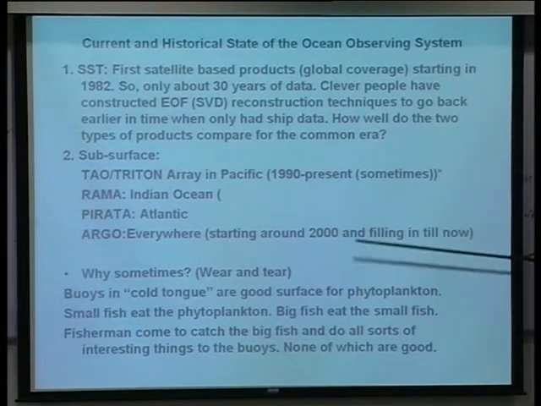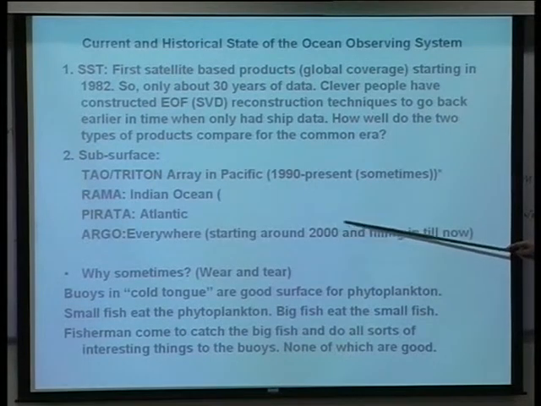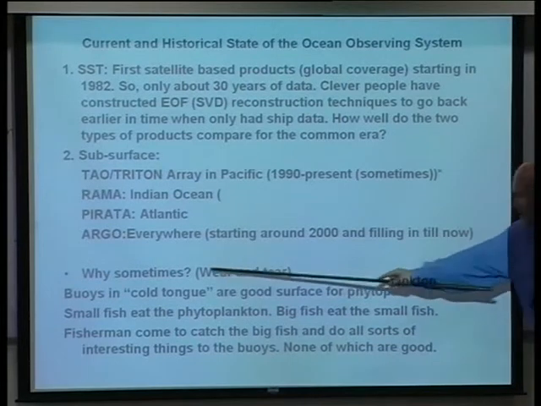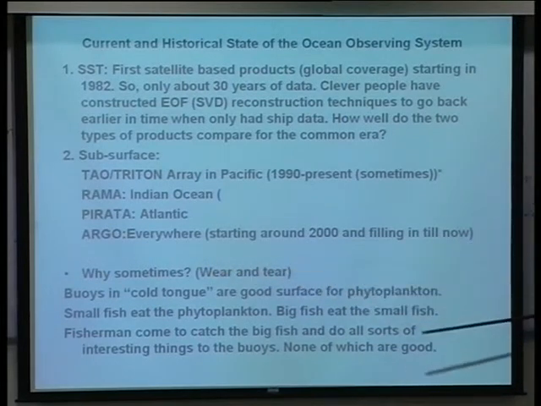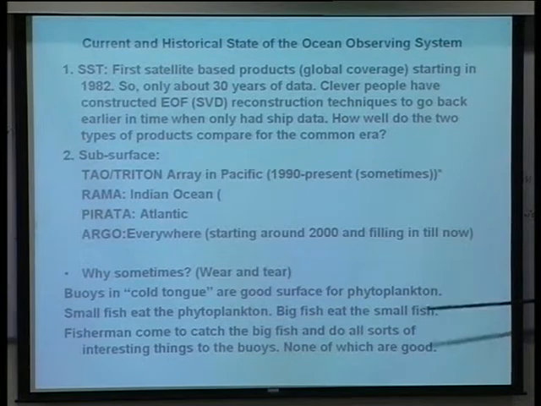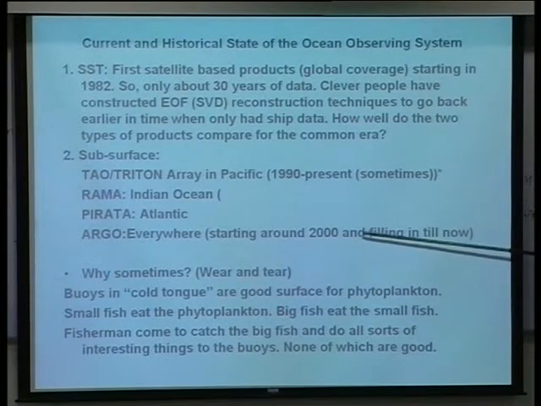As we've discussed before, this is great. The problem is that you're only going to have about a 10-year record, since that's when it started, and it's been filling in slowly. Okay, so why sometimes? Certainly there's wear and tear on these things out in the ocean, but then there's this little story I'll tell you about.